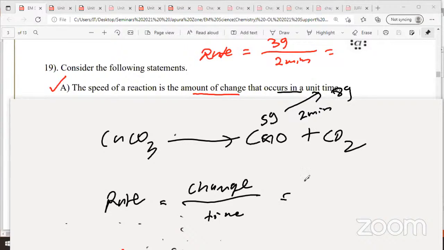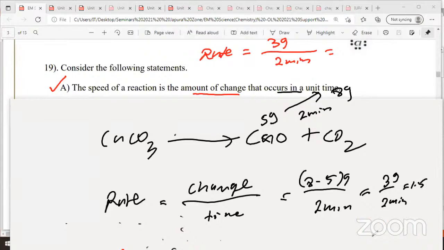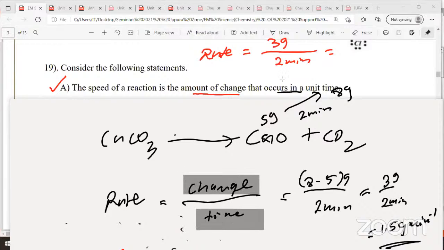So change will be what? 8 minus 5. Change means final value minus initial value, in grams, divided by time, 2 minutes. What is the rate of reaction? 3 grams divided by 2 minutes. Then you get the answer 1.5 grams per minute. What is the final answer? 1.5 grams are forming every minute. That is the rate. 3 divided by 2 is 1.5. So that is called amount of change divided by time taken.